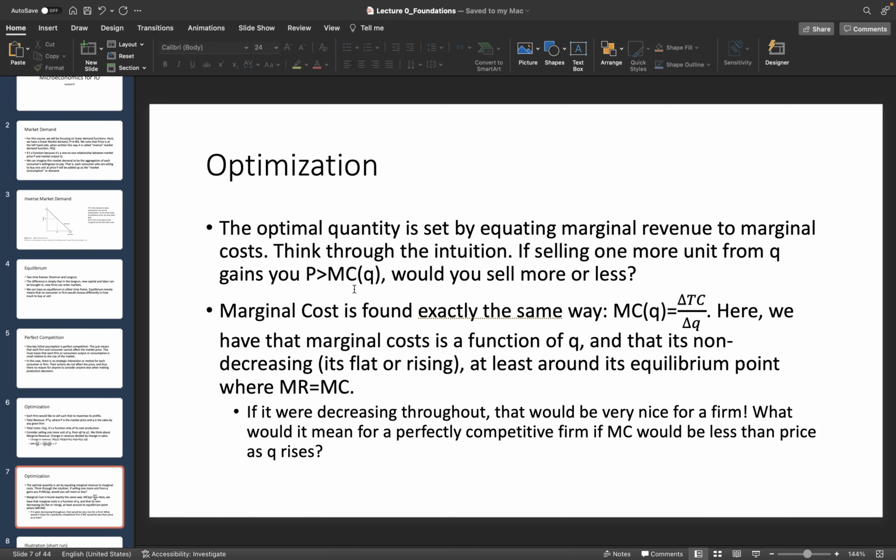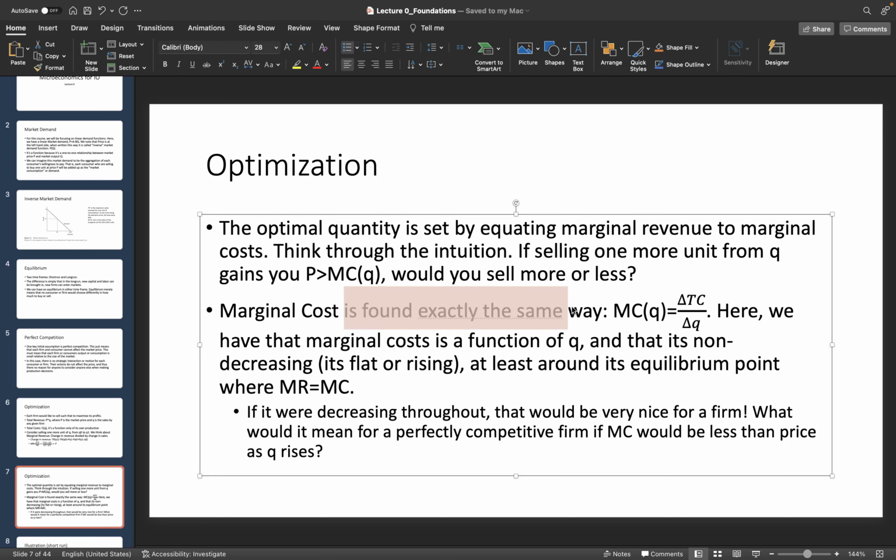And if it were the opposite, you would sell less. Now, what is marginal cost? Let's talk a little bit about marginal cost. Marginal cost is found in exactly the same way. Marginal cost is just the change in total cost divided by the change in output.